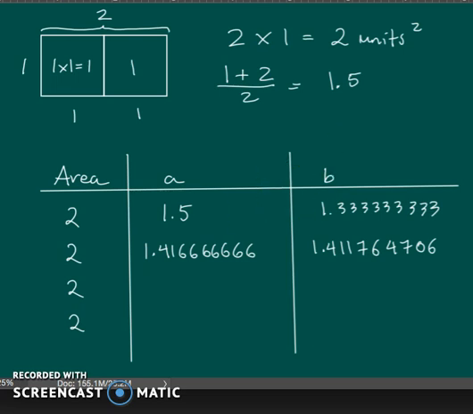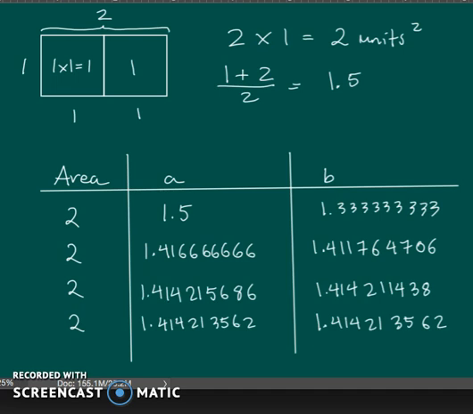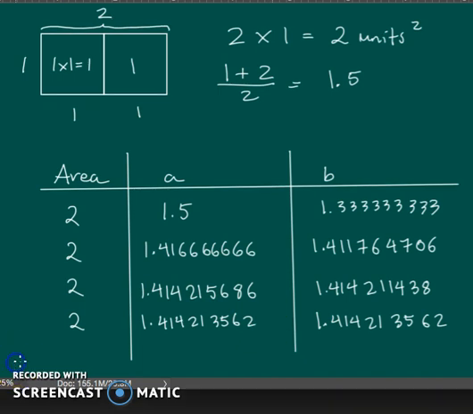Okay, so let's continue. If you've done the next 2 lines, this is what you should have. And as you can see, it only took 4 lines for us to get 2 numbers that are exactly the same up to 9 decimal places. Now, if you have a pretty good calculator, you can see that the 10th and the 11th decimal places are actually not the same.